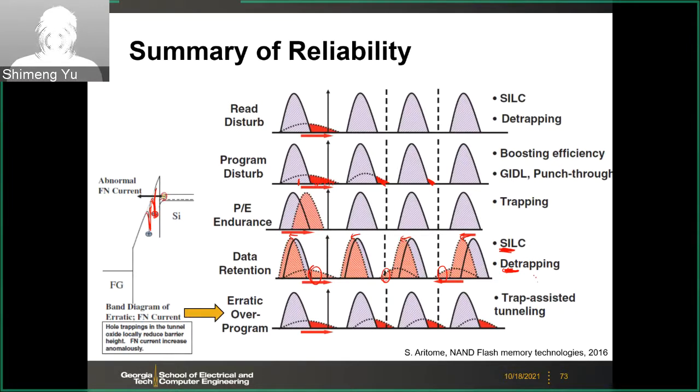Therefore, effectively, the electrons will see a thinner barrier to tunnel through. So electrons will be easier to tunnel through, which means electrons will more easily get into the floating gate. So if you use the same programming condition, you get more electrons into the floating gate. Therefore, you may have this over-programming if you have hole trapping in the tunnel oxide. This may not happen very often, but in some cells, you may see this over-programming. This will impact all the tails towards higher threshold voltage.